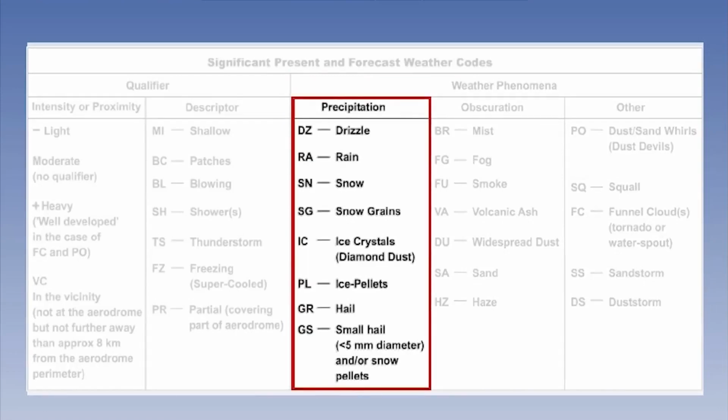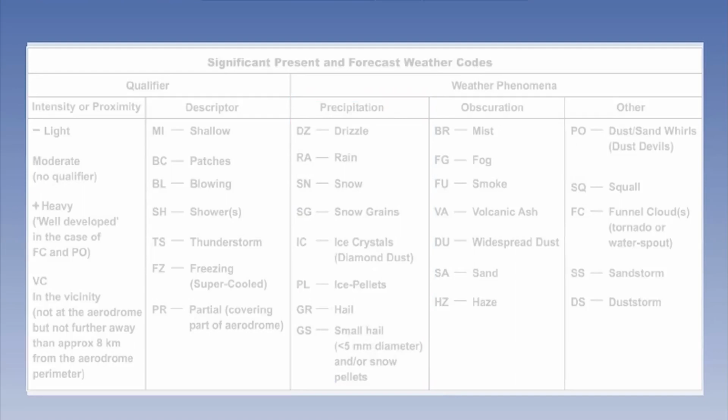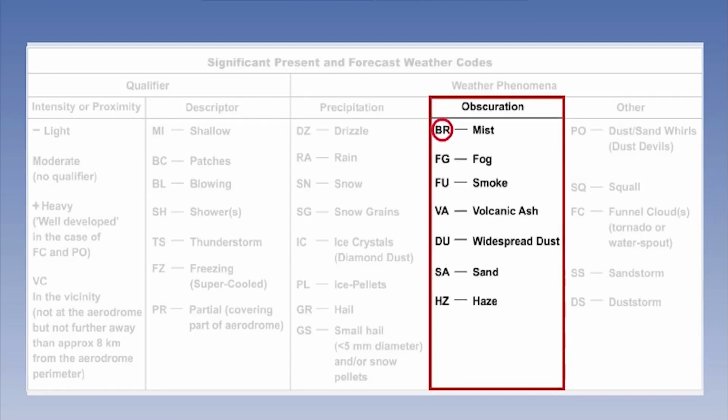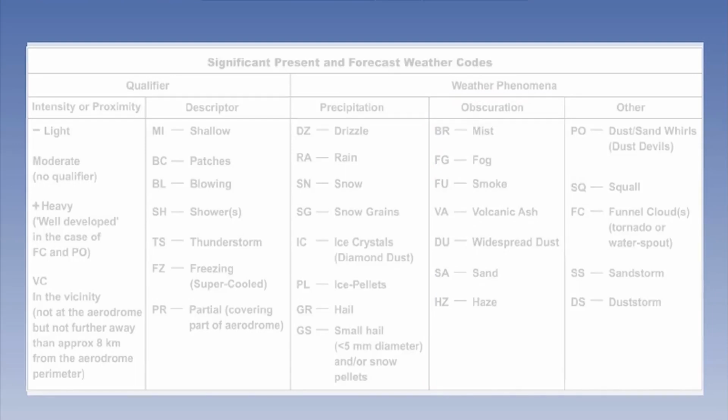The third column in our table considers precipitation. This group is fairly self-explanatory. It contains all the precipitation weather such as drizzle, rain, snow, hail, etc. The next column looks at obscuration of the atmosphere. Again, this is fairly self-explanatory. Some of the letters used in these columns emanate from the French words for the phenomena. This may help you remember one or two of them. For example, BR, for mist, comes from the French word for mist, which is brume.